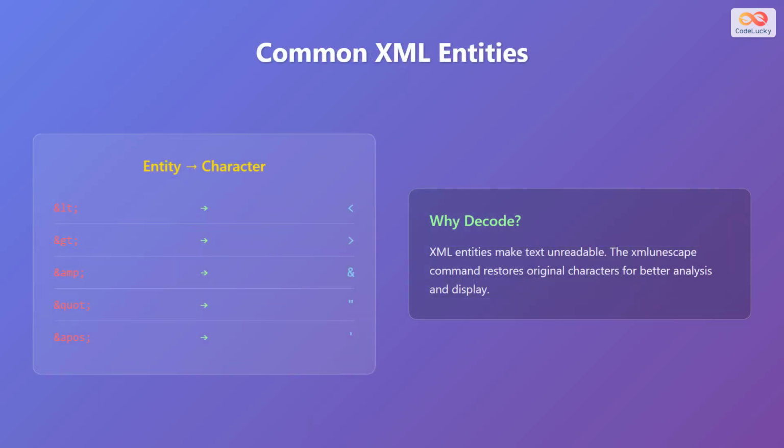Let's explore the most common XML entities that xmlunescape handles. &lt; represents the less than symbol. &gt; represents the greater than symbol. &amp; represents the ampersand symbol. &quot; represents double quotes. And &apos; represents single quotes or apostrophes. These entities make text unreadable in their encoded form, but the xmlunescape command restores the original characters for better analysis and display.